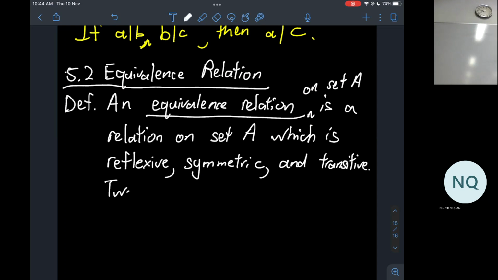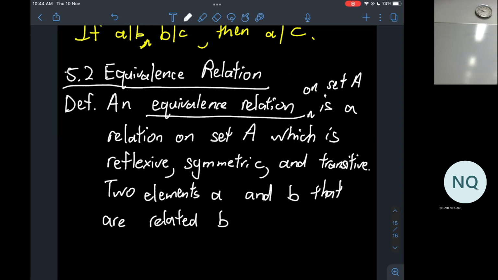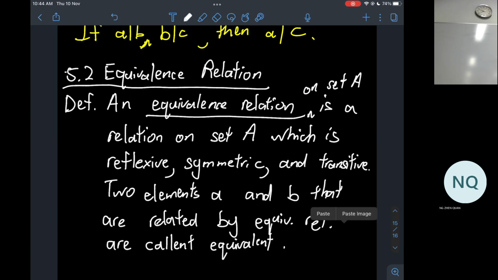So if two elements A, B that are related by the equivalence relation are actually called equivalent. That's why we say logically equivalent, because the propositions are not exactly the same. So we call them equivalent.